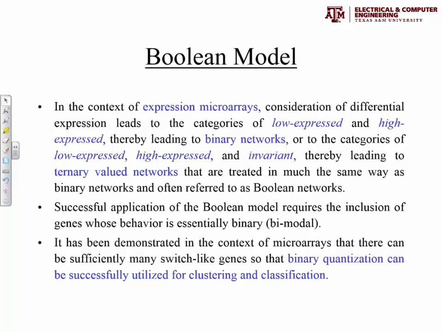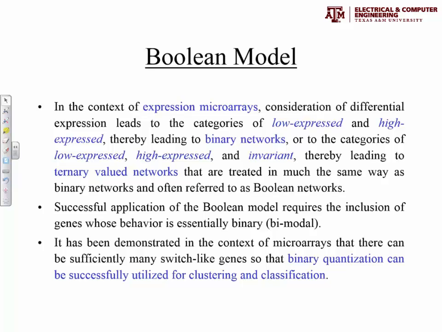Because there is binary quantization. Or you could deal with the categories like low expressed, high expressed, and invariant, right? So red over green is much larger than 1, much less than 1, or almost 1. Okay, so there will be 3 possibilities. In that case, that would be leading to ternary valued networks that are treated in much the same way as binary networks, and often you refer to these ternary valued networks also as Boolean networks, right?